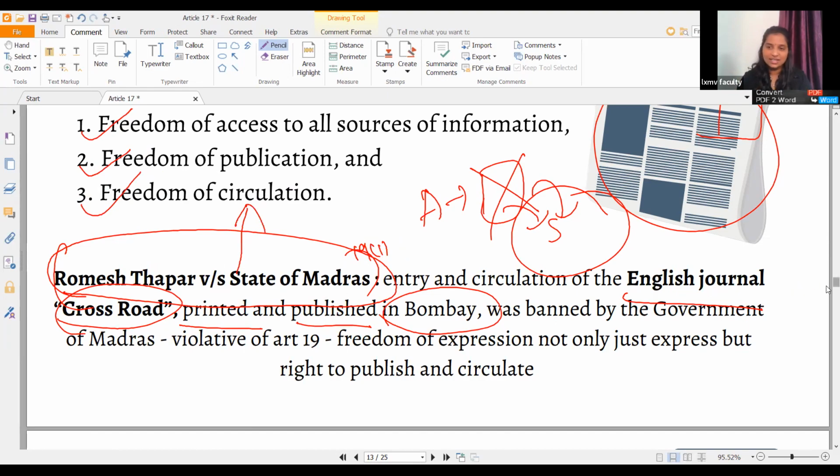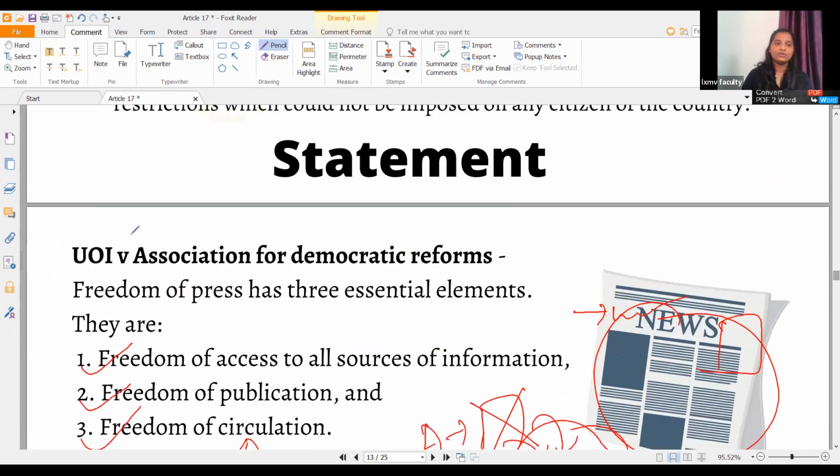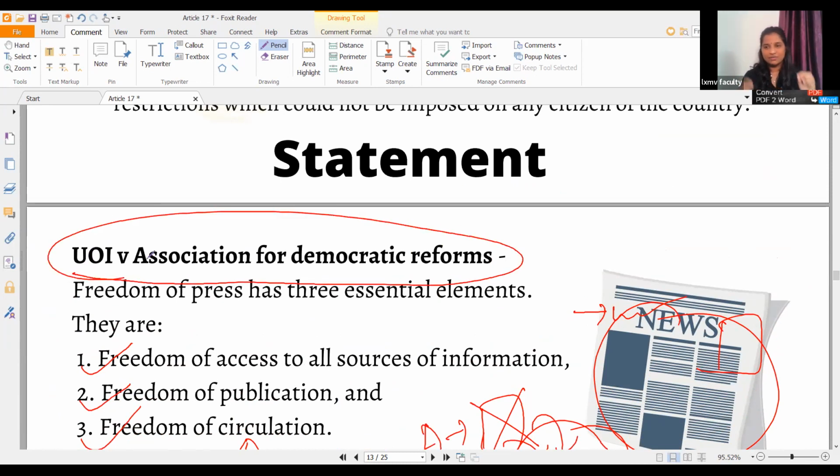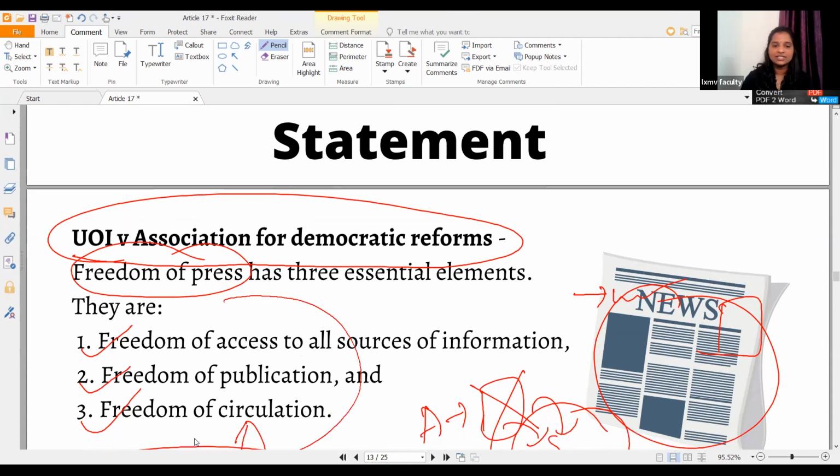So we have the next case law, which is closely related: Union of India versus Association for Democratic Reforms. Facts are not needed because we see a lot of case laws with a lot of facts. So let's omit certain facts which are not much important. For this case law, you must know that freedom of press includes all these three things.